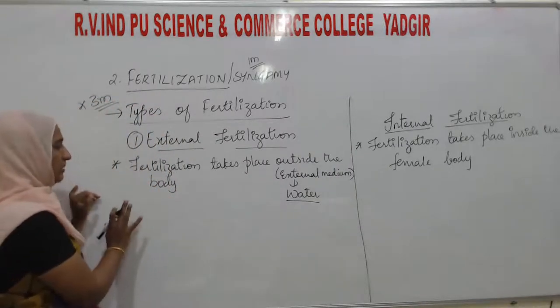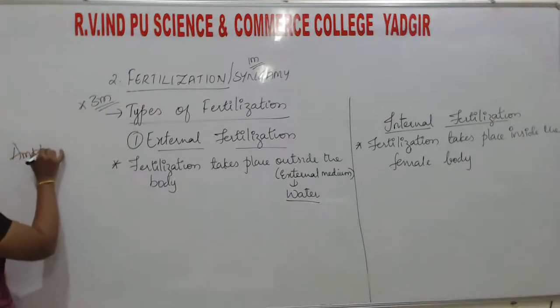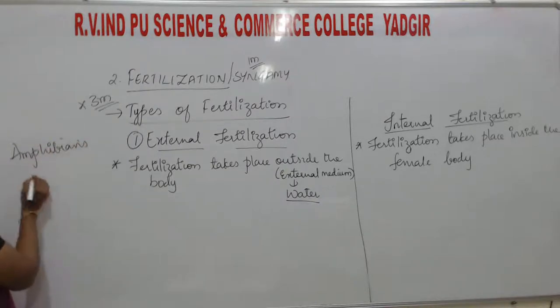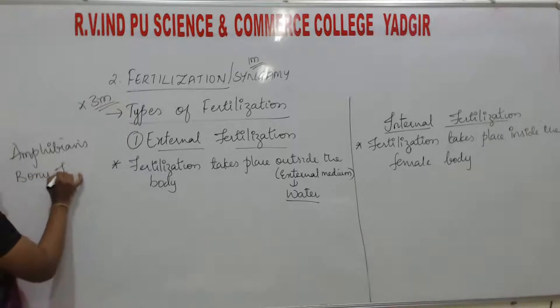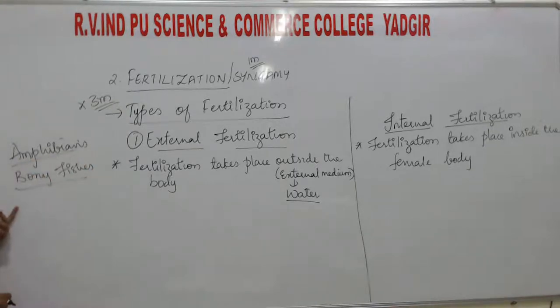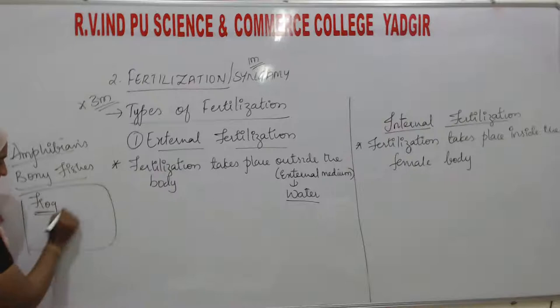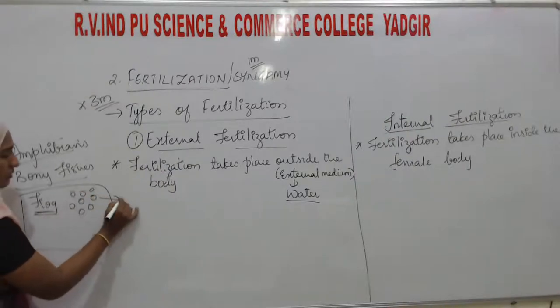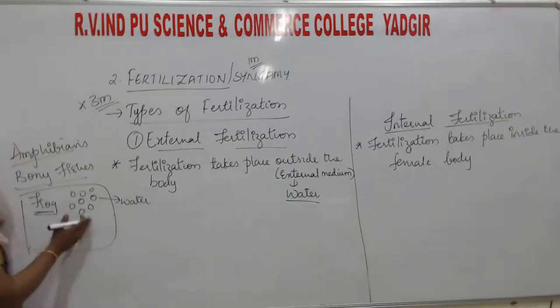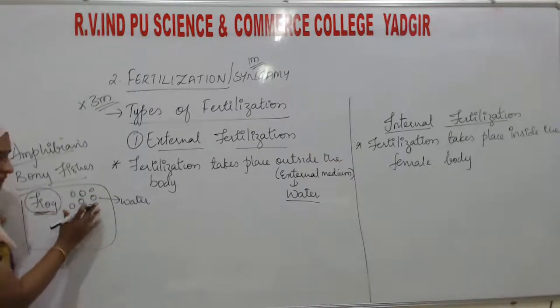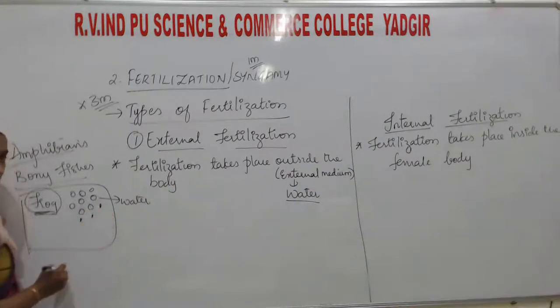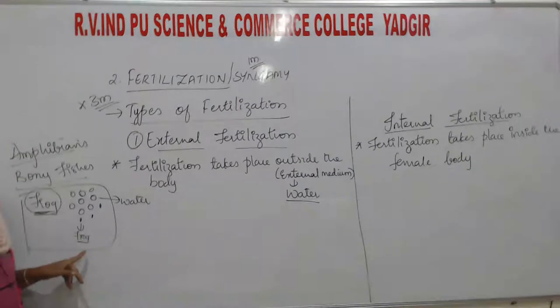For example, the frog in external fertilization. Frog comes under the amphibians. Amphibians and bony fishes. If you take the frog, where will the frog lay the eggs? In the water. Water means external medium, outside the body. So here they are laying the eggs outside the body. Then in the water itself, these eggs will hatch into small tadpoles. Then it is going to form into an adult, a new frog.